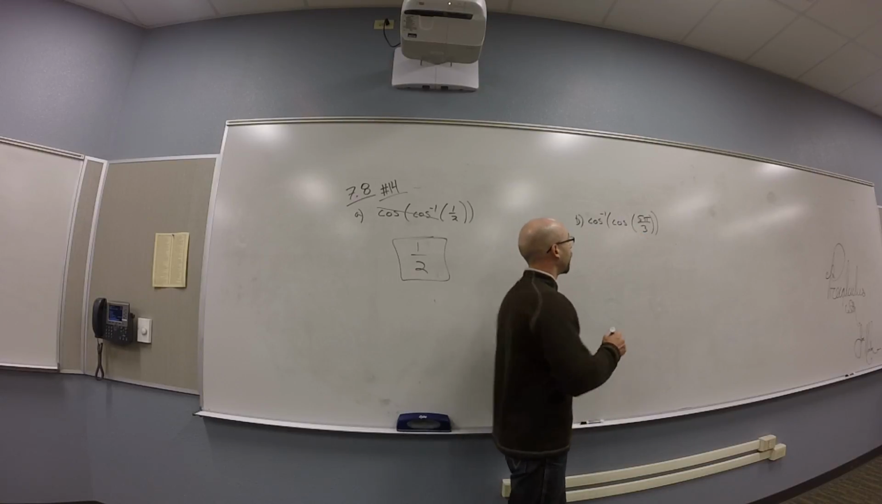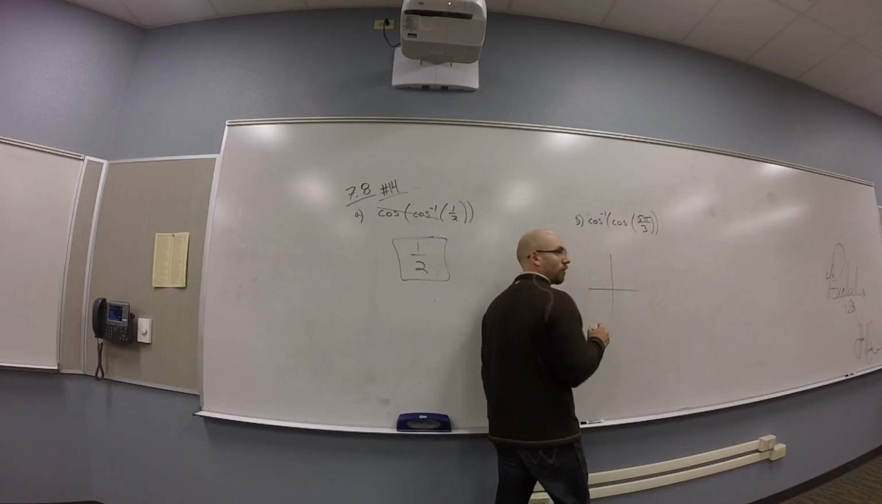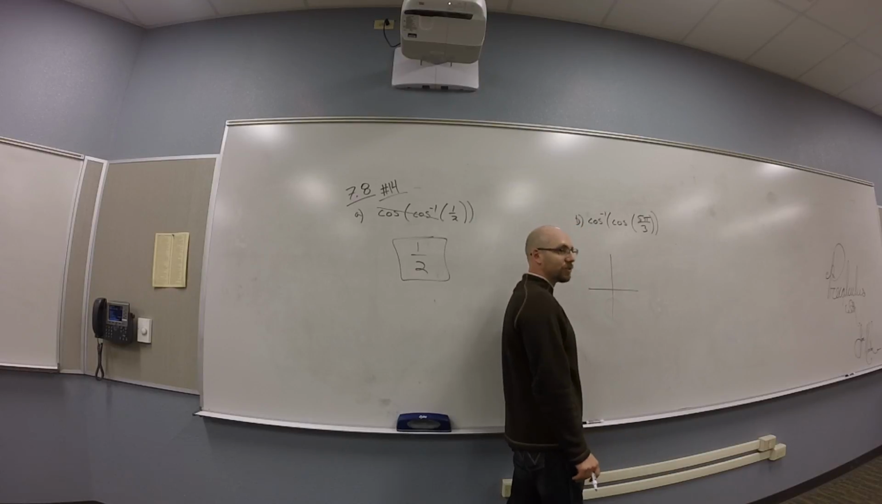Here I have cosine of 5 pi over 3, which I could maybe figure out. But let me just sort out where 5 pi over 3 is.